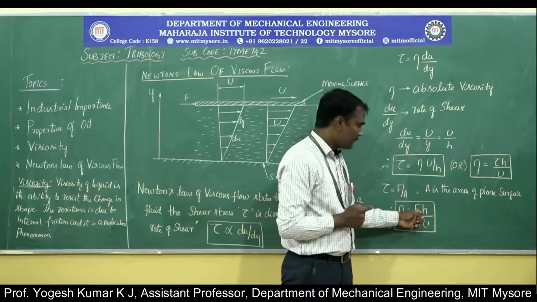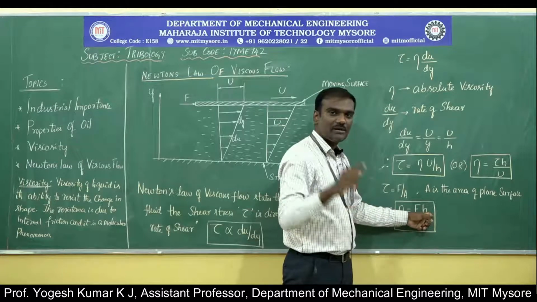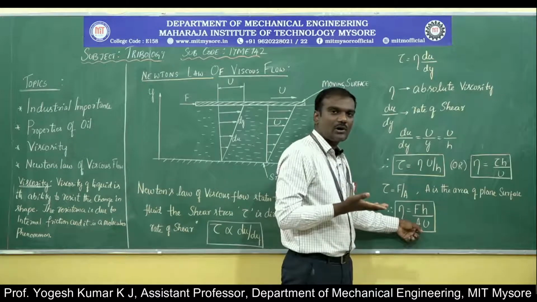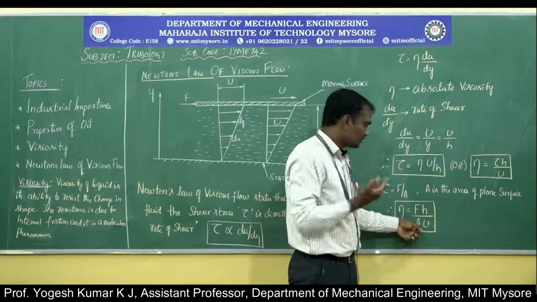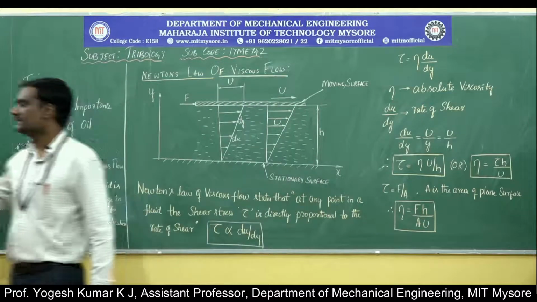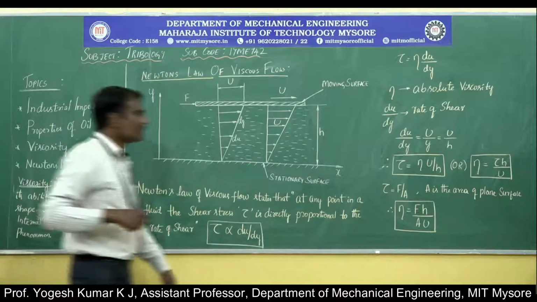where F is the force applied on the moving plate, h is the gap between the two parallel plates, A is the area of contact of the lubricating oil and the moving surface, and u is the velocity at which the moving surface is moving from one point to another.